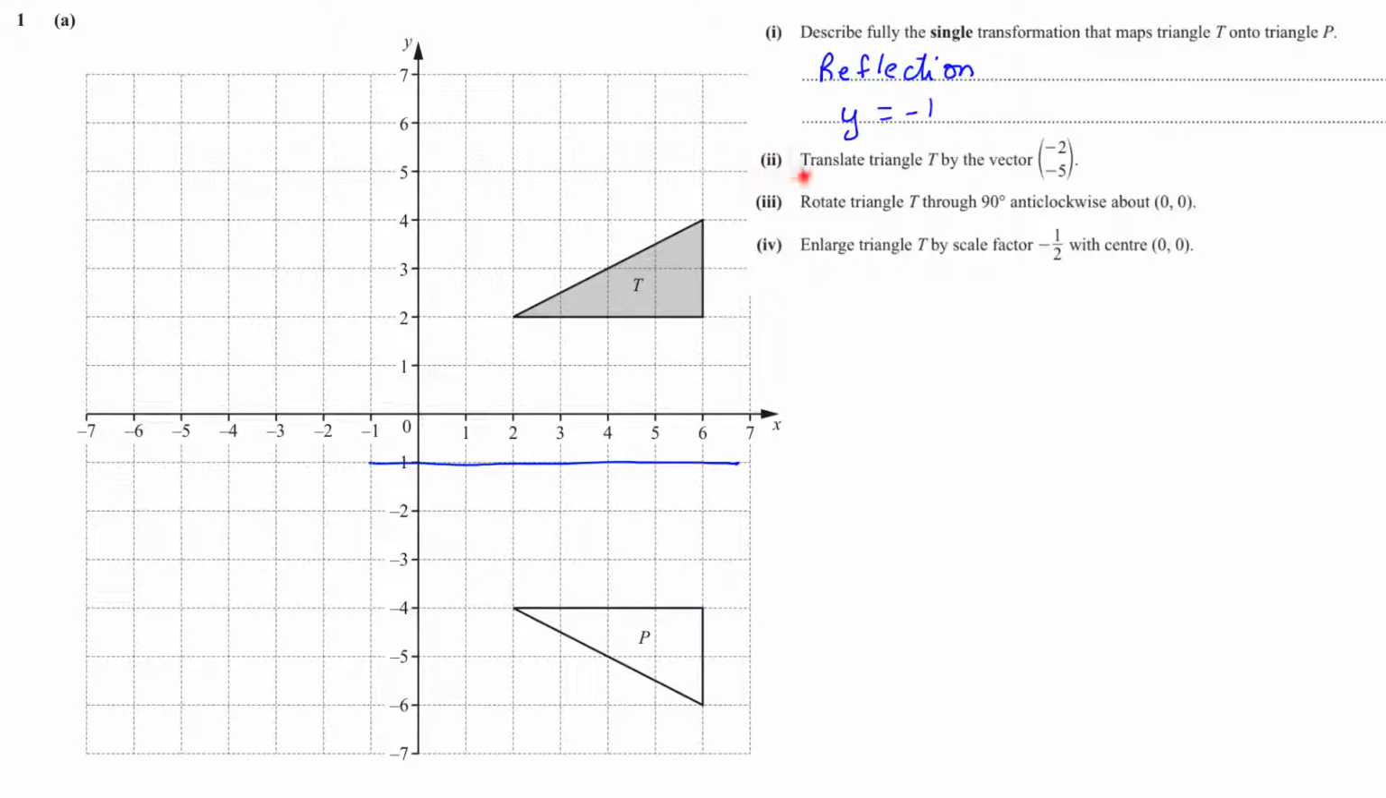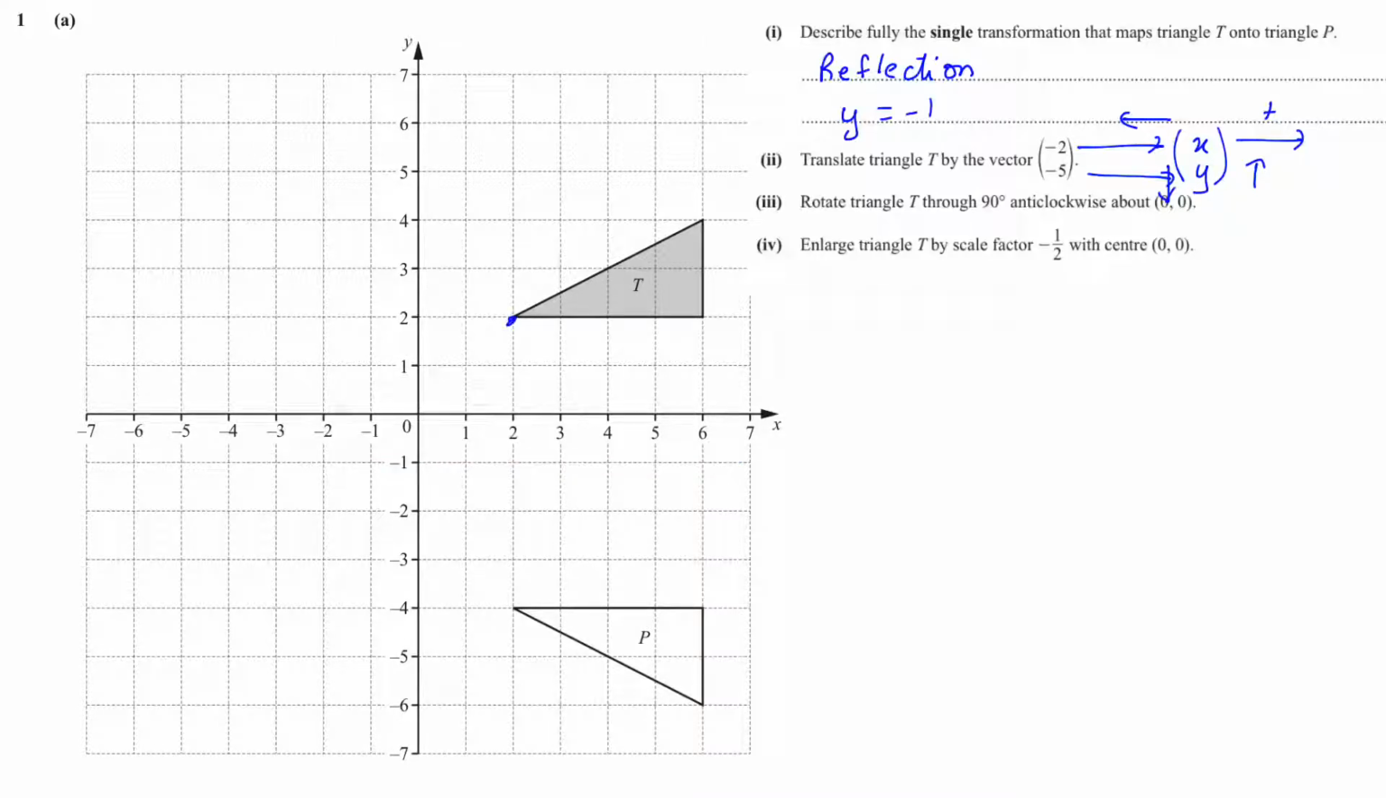For A2, translate triangle T by the vector -2, -5. The column vector is written in this format. The top number represents x and the bottom one y. If your x is negative, your point will move to the left, and if your y is negative, your point will move downwards. If it is positive, it will move to the right and your y will move up. We have both negative here. Choose a point.